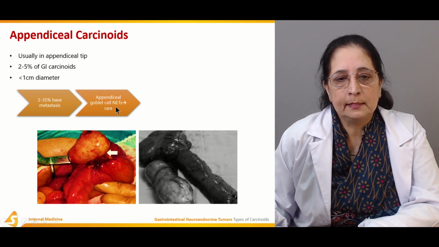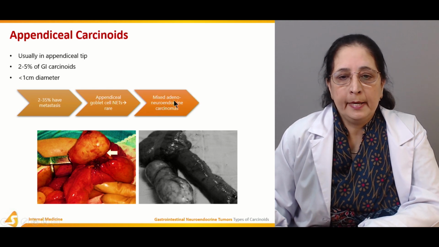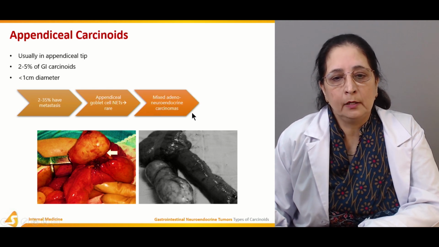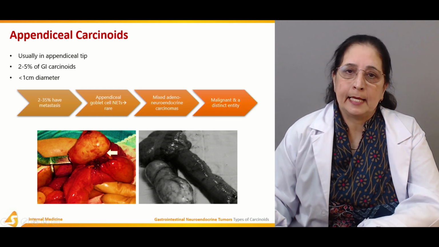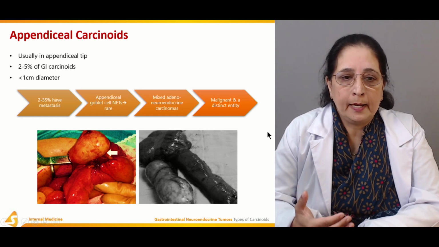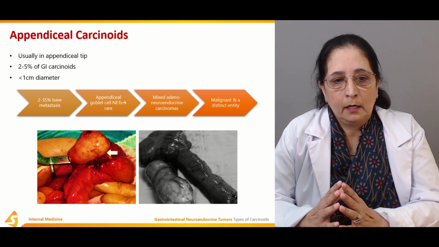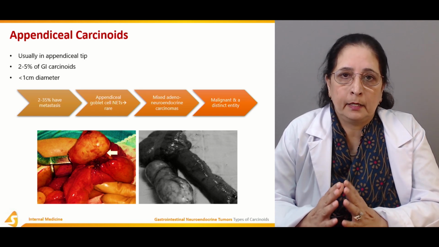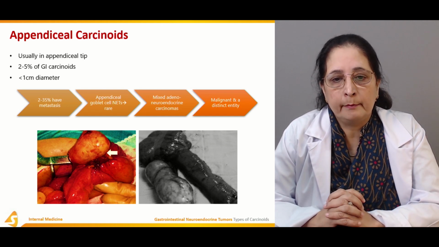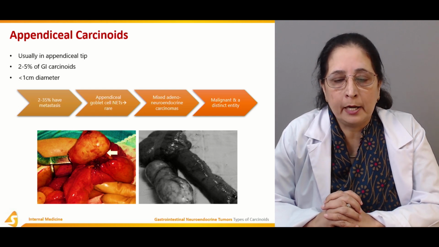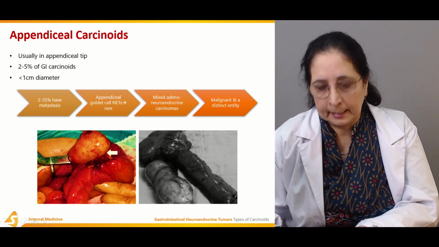Appendiceal goblet cell neuroendocrine tumors are rare. Mixed adeno-neuroendocrine carcinomas are present, malignant and a distinct entity. So metastasis is present in 2 to 35% of appendiceal carcinoid cases, and they are mixed adeno-neuroendocrine carcinomas, malignant and a distinct entity.